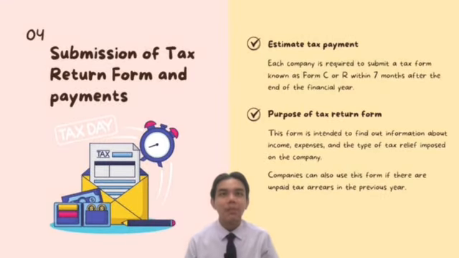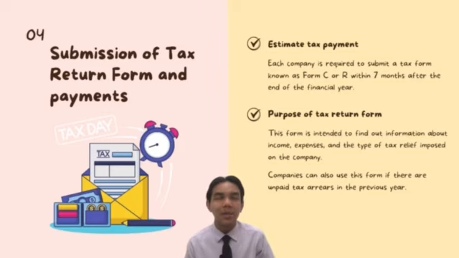Number 4 is submission of tax form and payment. At the end of the accounting period, every company needs to send a tax form to make payment of the tax that has been imposed, known as Form C and or R. Every company needs to send the form within 7 months after the end of the financial year. This form aims to find out information on income, expenses, and the tax relief imposed on the company.